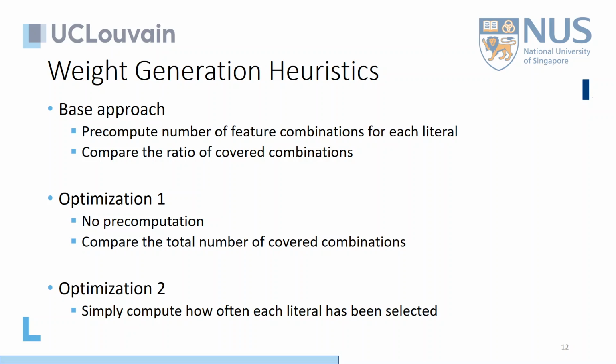So we propose the first heuristic, the version which we call optimization 1 in this presentation, where we don't do the precomputation of the number of feature combinations for each literal, and instead of comparing the ratio between the number of covered combinations and the total number of combinations, we simply compare the total number of covered combinations in the current test set. And the second idea that we call optimization 2: what would happen if we don't actually compute the number of feature combinations that are already covered, but we just look at the literal and see how often it has been selected in the current test set? Would it suffice to guide the selection process in the next rounds?